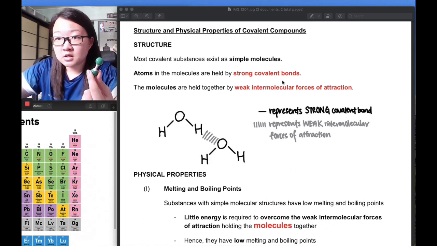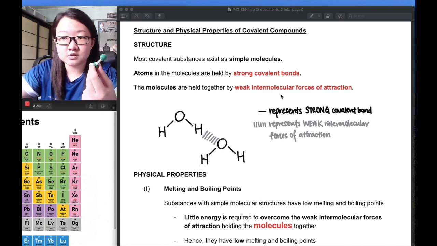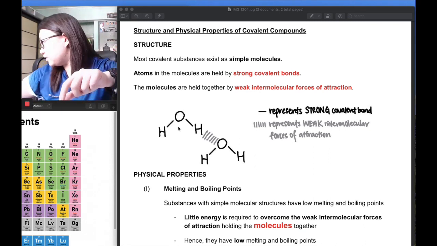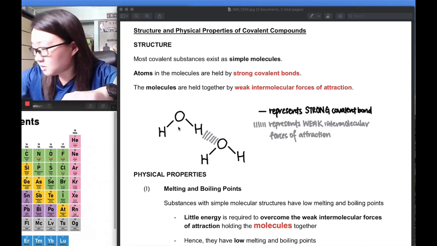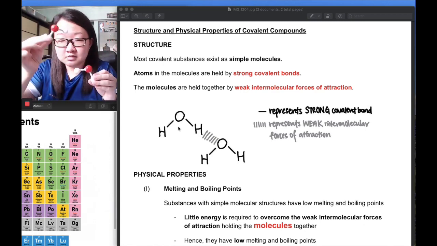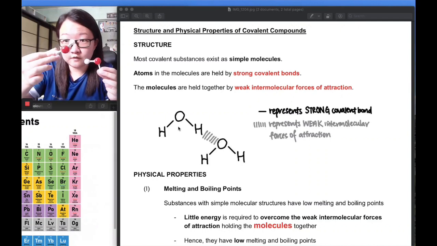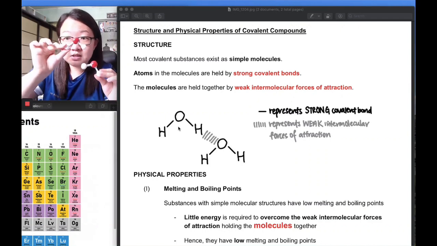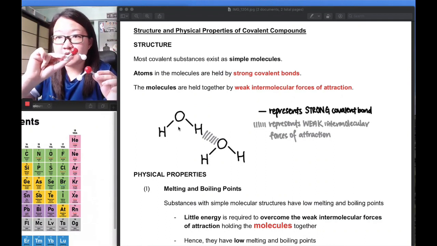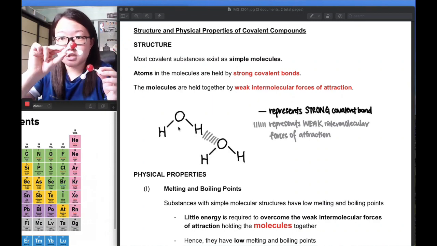Okay, whereas if you look at the next sentence, we talk about this, right? The molecules, however, are held together by weak intermolecular forces of attraction. So it's just like over here, we use the example of water, right? Let me look for my water molecule. So water. Okay, so again, water is also a covalent molecule, correct? So within each water molecule, the oxygen and hydrogen atoms are held together by the strong covalent bond, right? If you look at the image there, right?